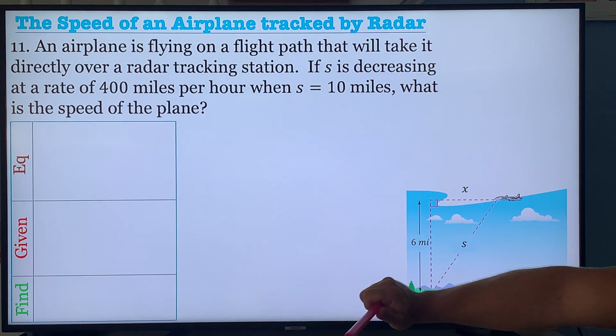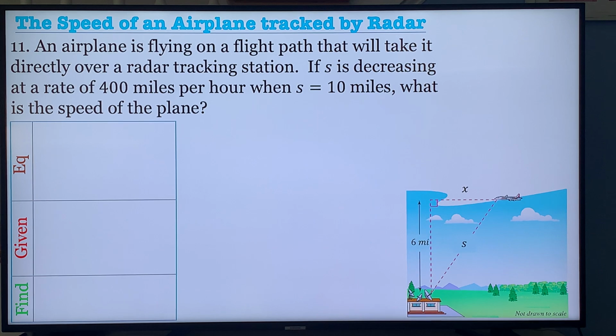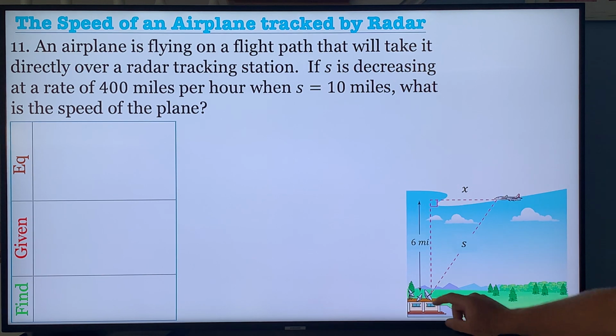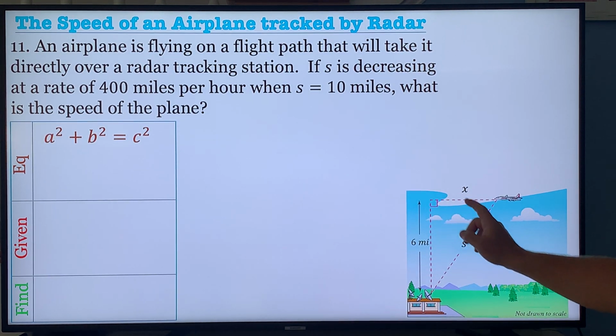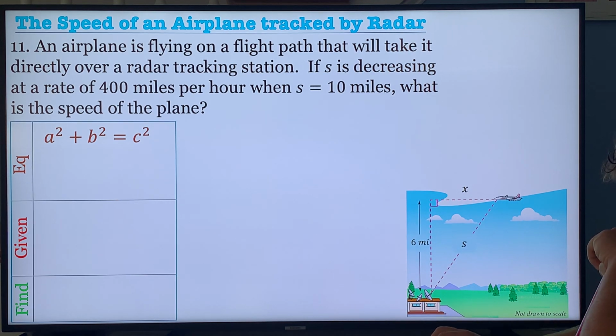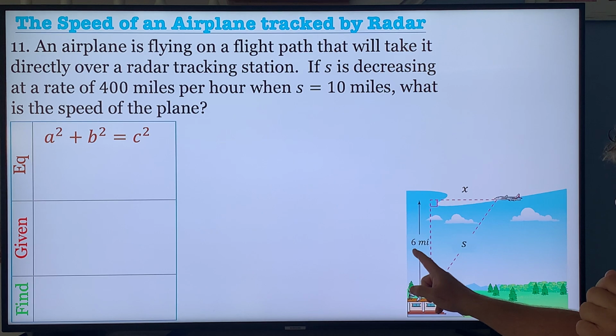An airplane is flying over a path that will take it directly over a radar tracking station. If S is decreasing at a rate of 400 miles an hour when S is 10, what is the speed of the plane? The key to this is the Pythagorean theorem. It's a right triangle, and you're given three sides. What do you notice about this right triangle? One of the sides is 6 miles.